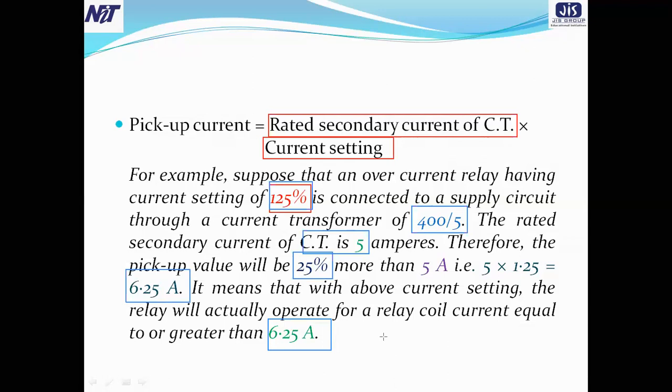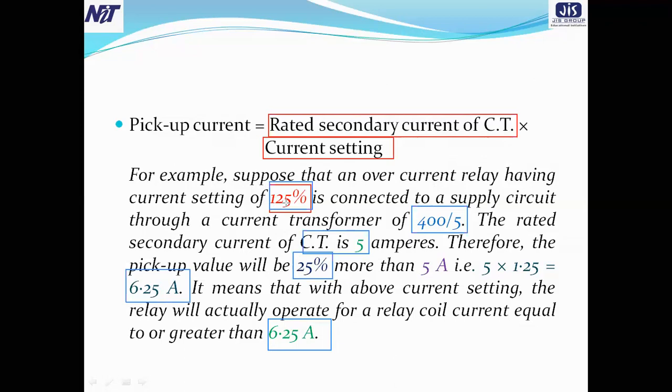So this is the explanation about the pickup current. So what is actually the gist? Look here. For an example, suppose an overcurrent relay having the current setting 125%. No problem with this. Then we consider a current transformer that is 400 by 5. So the secondary value is 5 ampere.